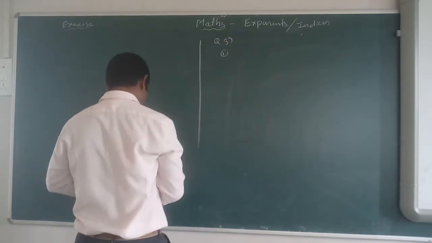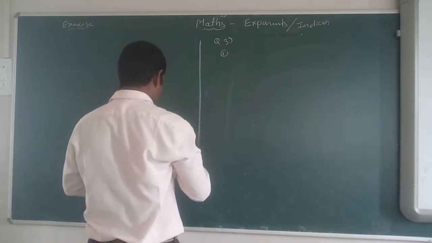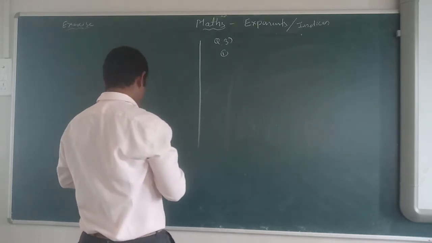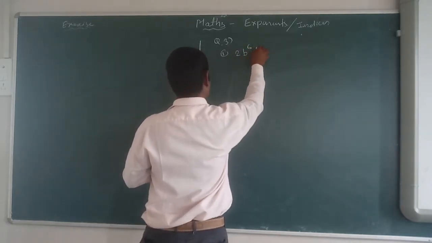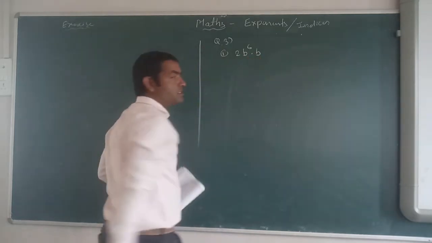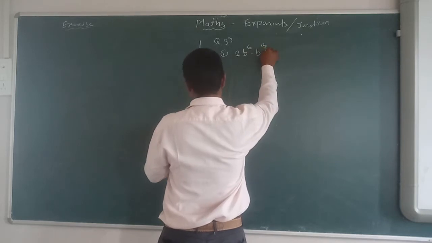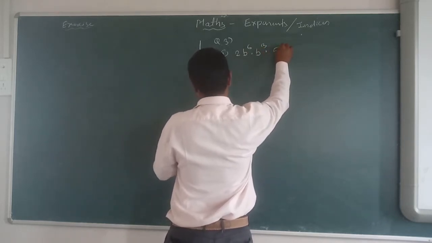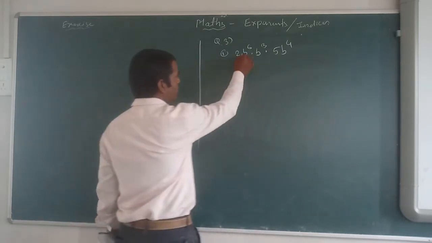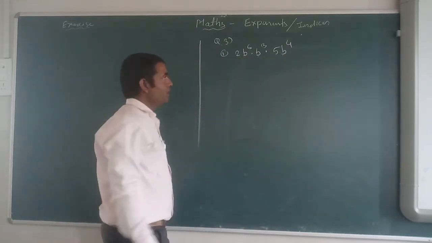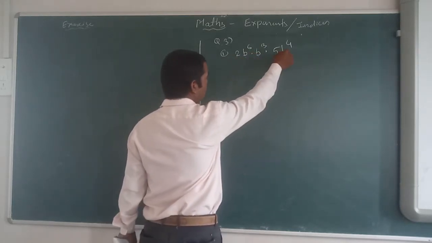First one. In question 3, the first one is given: 2 into 2b raised to 6, dot means multiply, b raised to 3 into 5b raised to 4. See now here b, that means the base is same, and with these two, nothing is written with b, that means here is 1. With this b, there is 5.